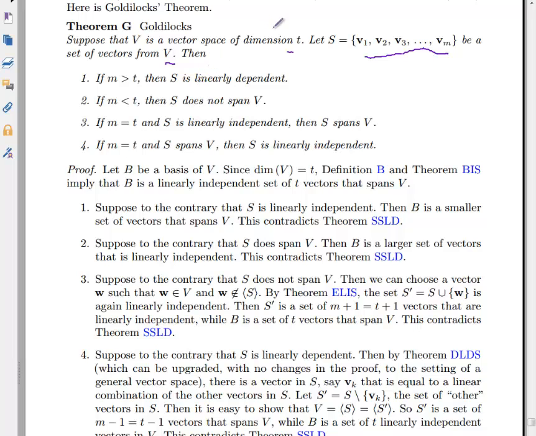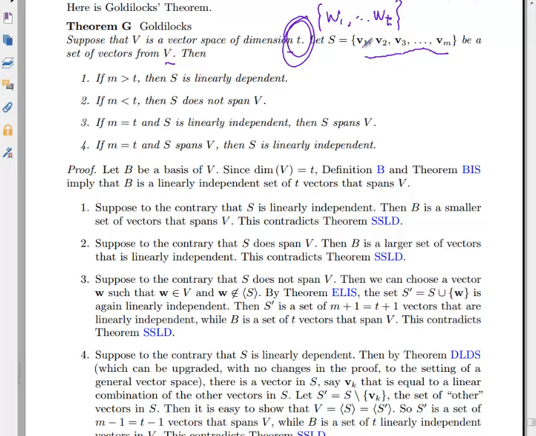Okay, the vector space is assumed to have dimension t. So there is a linearly independent spanning set with t vectors. So let's just put that off to the side. I have w1 through wt, which is a linearly independent set that spans V.